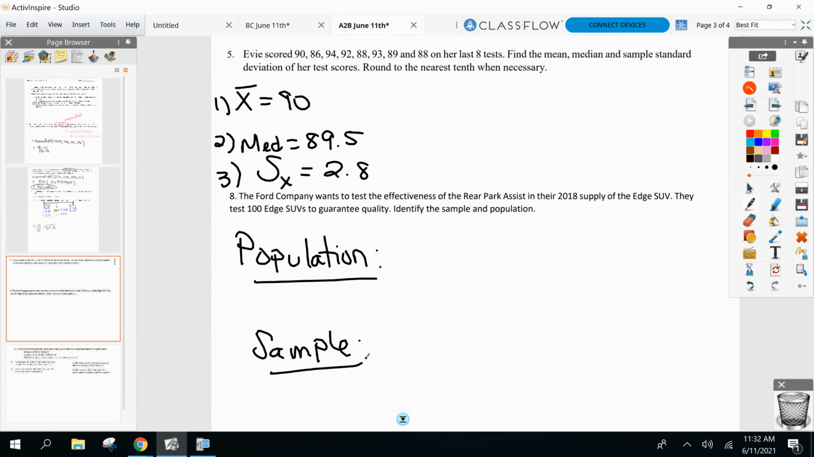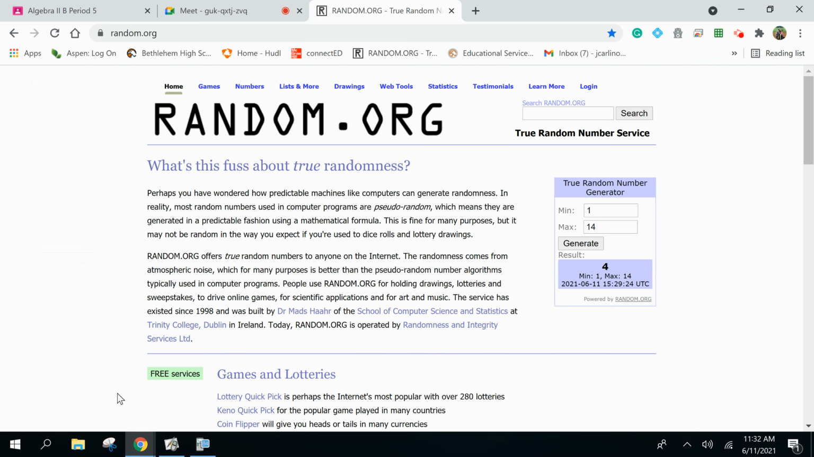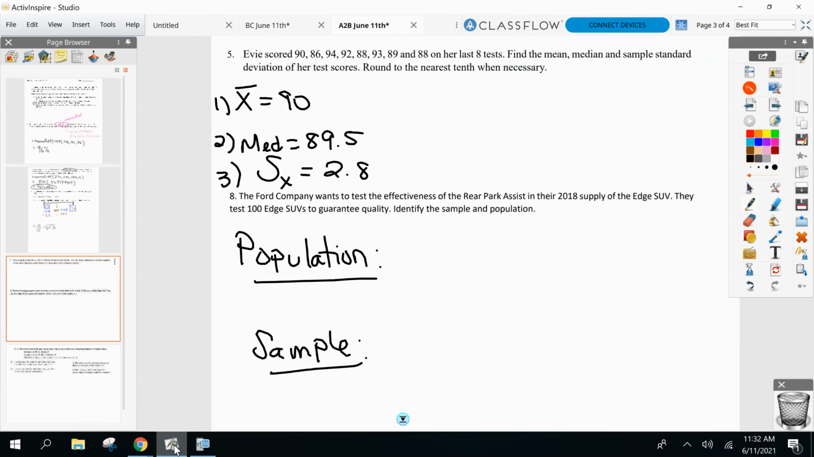All right, population, what do you think? Isaiah, what do you think your population is? Population is going to be the effectiveness of the group participants. Okay, that's what we're studying. The 2018 Edge SUV. There you go. All the 2018 Edge SUVs, all of them. Well, Isaiah, I think that's a little impossible to get to all of them. So what's the sample I'm going to take of them? 100. There you go.